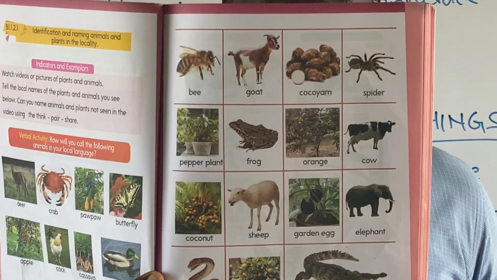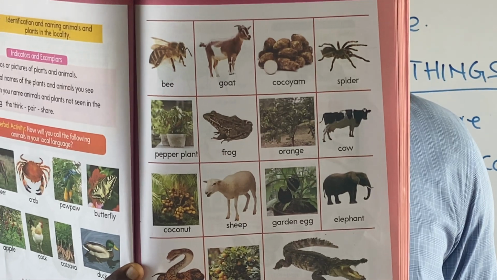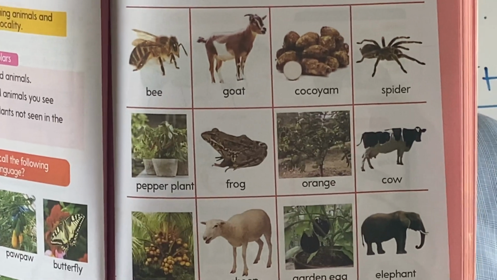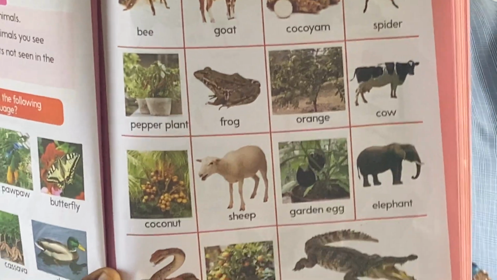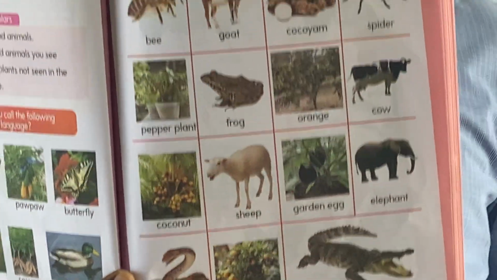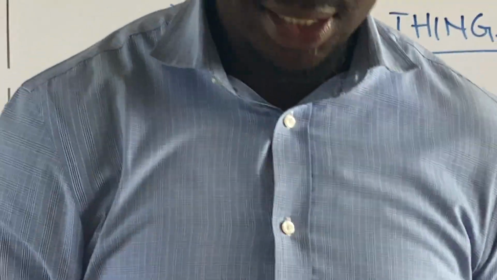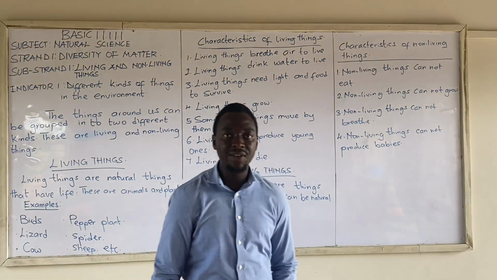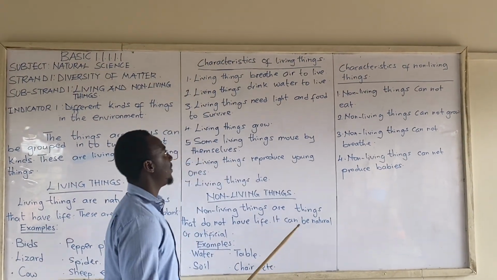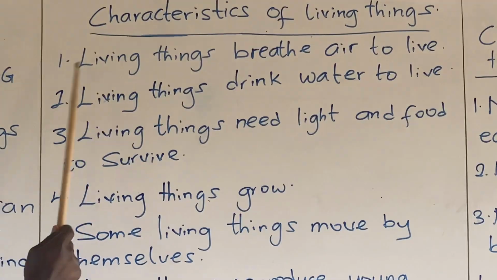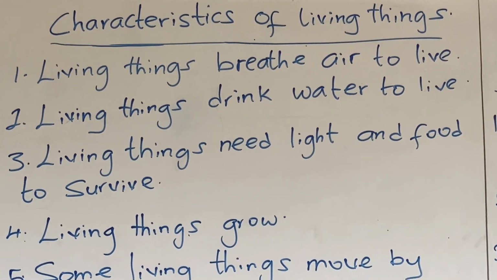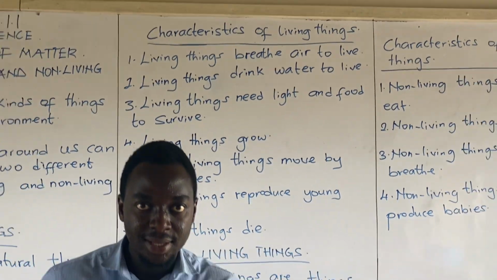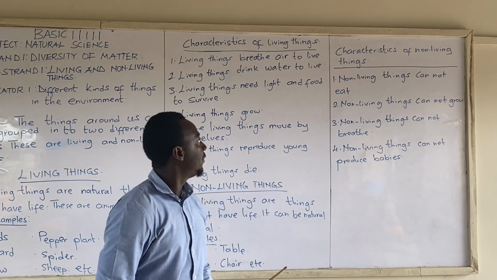They have life in them because they show certain characteristics. They do certain things for us to see. That is why we say that they have life in them. Let's look at some of these characteristics that living things show. 1. Living things breathe air to live. All living things, be it plant or animal, need air to live.